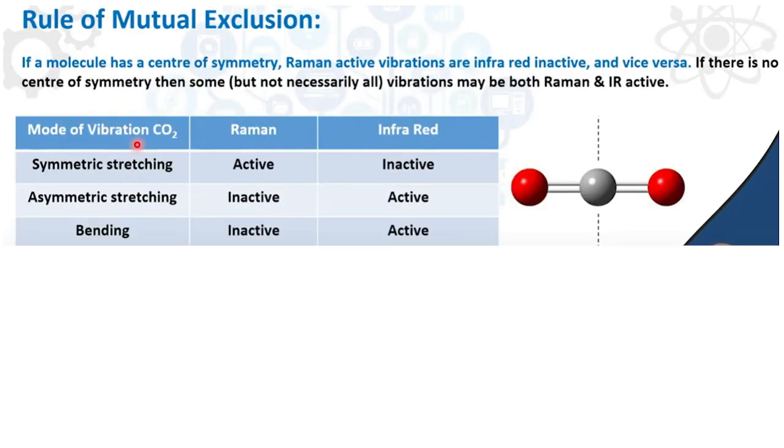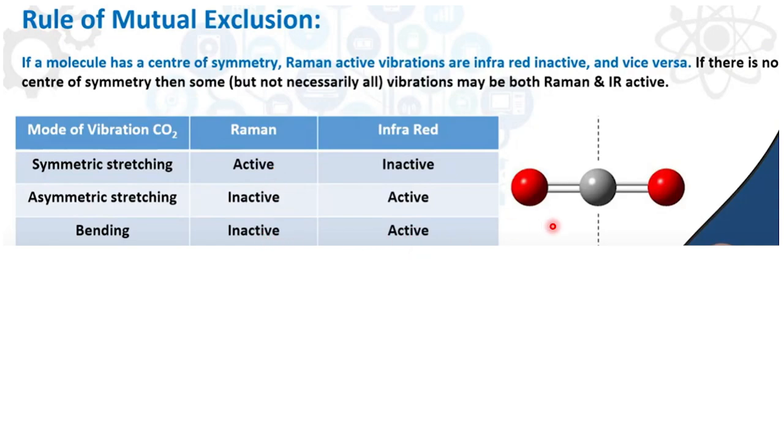So this is the summarization. If a molecule has a center of symmetry, like CO2, in the middle there is carbon, and at the same distance there are two oxygens. So it has a center of symmetry. If a molecule has a center of symmetry, the Raman active and infrared active vibrations will be vice versa. That means if it is Raman active, it will be IR inactive. If it is Raman inactive, it will be IR active. And so in case of bending, if it is Raman inactive, it will be IR active.